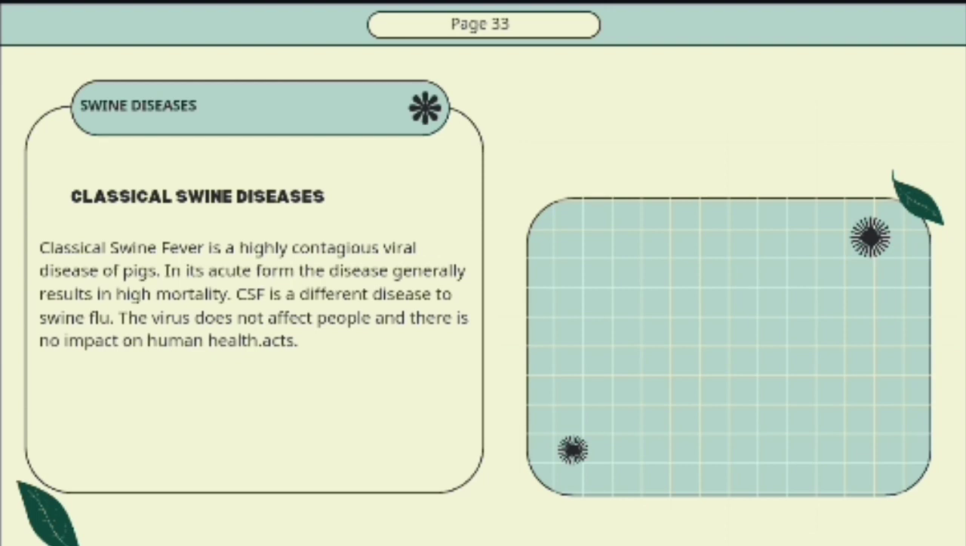We have also classical swine fever. It is a highly contagious viral disease of pigs. In its acute form the disease generally results in high mortality. CSF is one of the different diseases from swine flu. This virus does not affect people and there is no impact on human health.